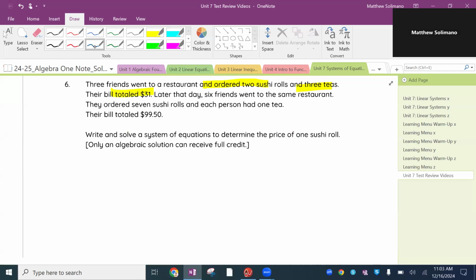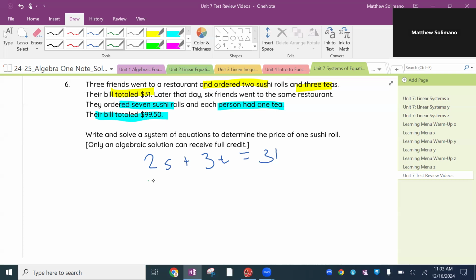So let's do an equation based on this first situation. 3 friends, I don't need the 3 there. We just need 2 sushi rolls. So I'm going to go 2s plus 3t is equal to $31. Not an inequality here. It's just equal to that much. Later that day, 6 friends went to the same restaurant and they ordered 7 sushi rolls. So this equation, we got 7 sushi rolls and 1 tea each. Their bill totaled $99. Ooh, it's a lot.